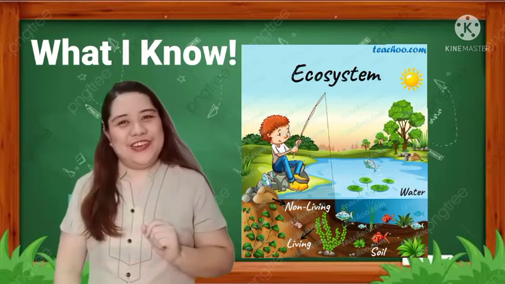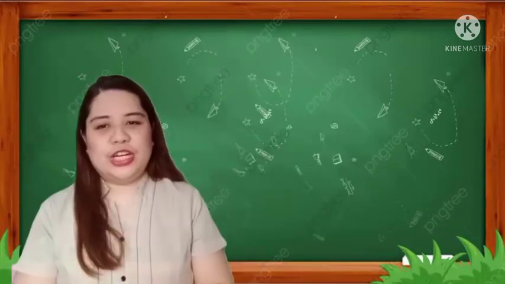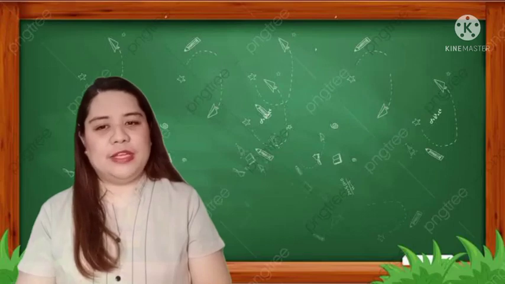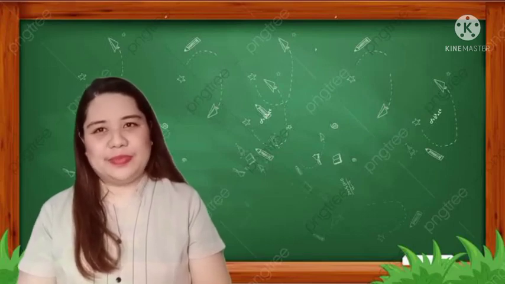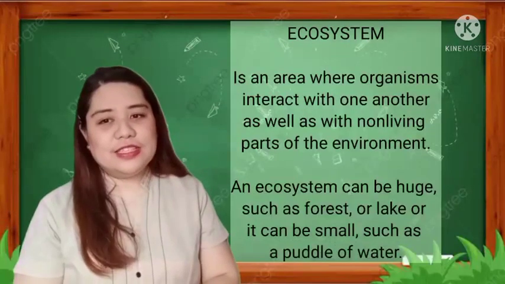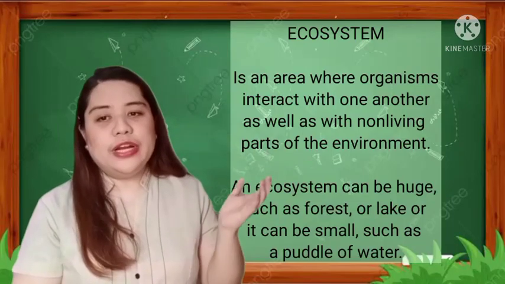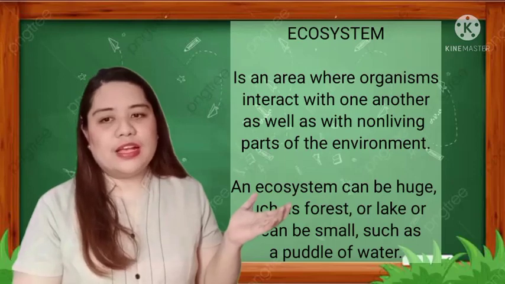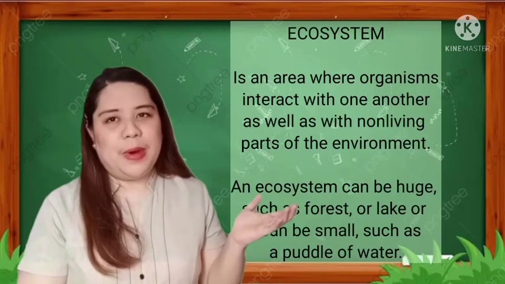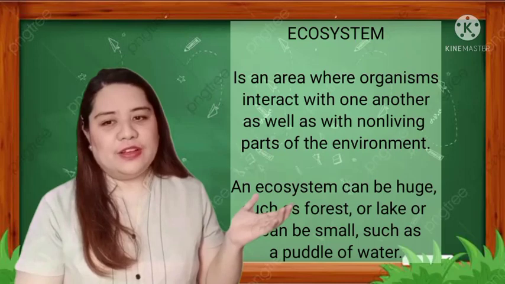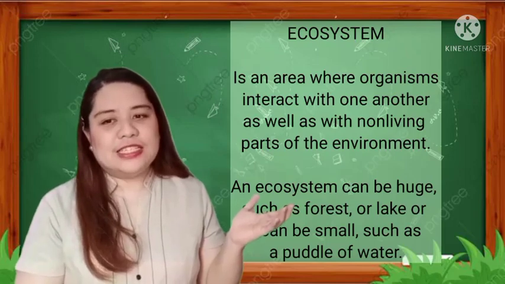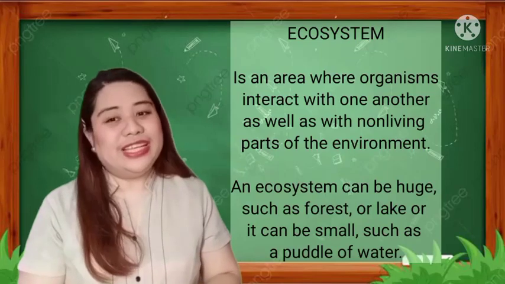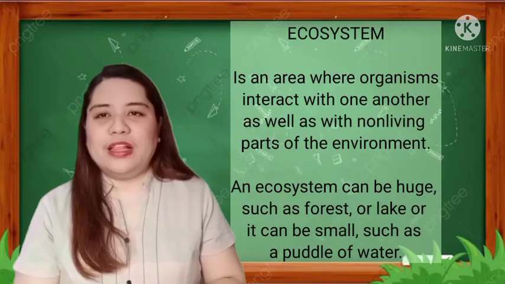You answered it correctly. On that picture, you have noticed the interaction between all living things and non-living things in the ecosystem. An ecosystem is an area where the organisms interact with one another as well as with the non-living part of the environment. An ecosystem can be huge, such as a large forest or a lake, or it can be small, such as a puddle of water.